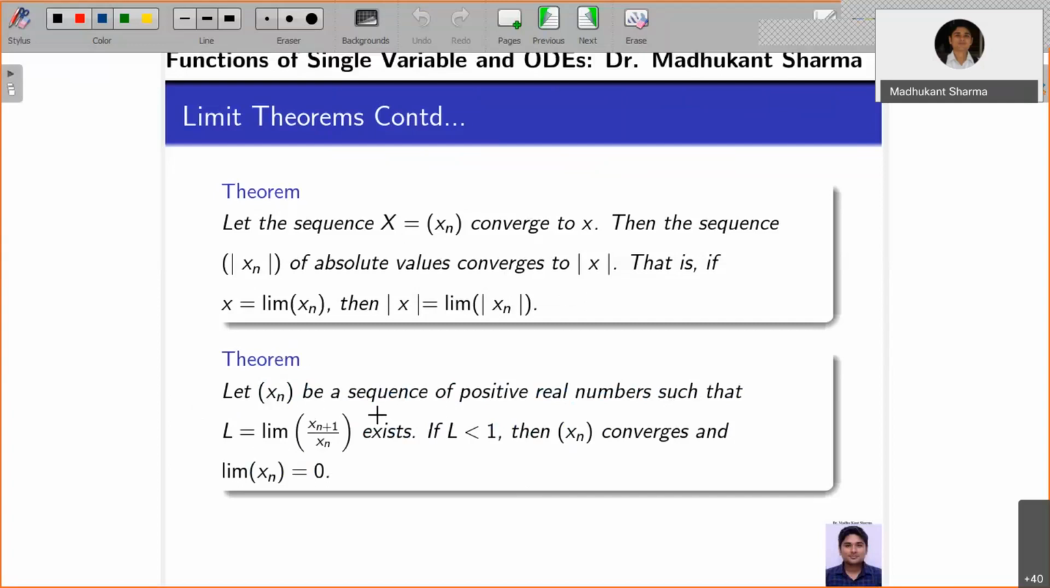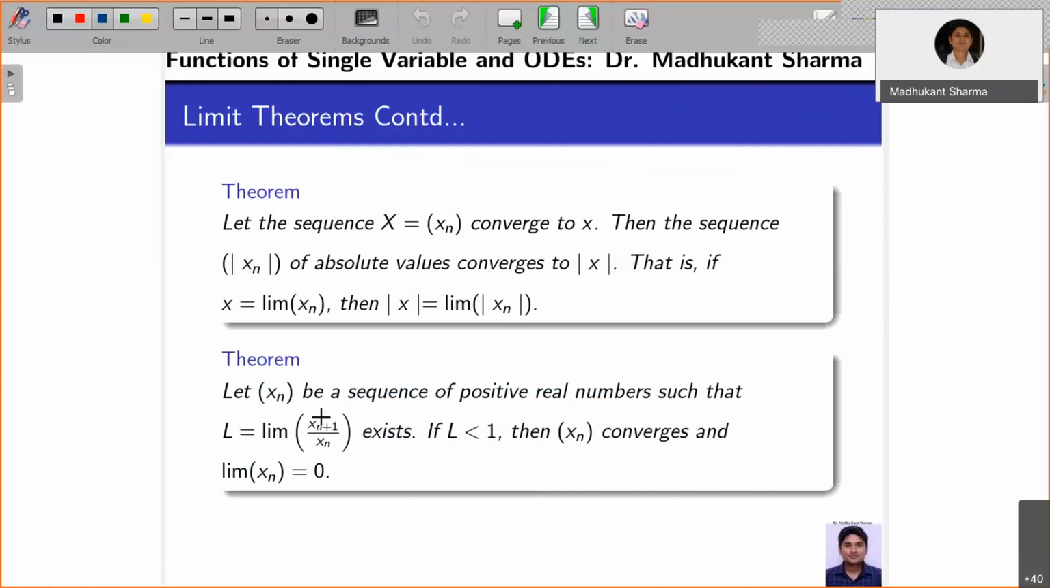Let xn be a sequence of positive real numbers. So you have a given sequence. First, you have to identify that it is a sequence of positive real numbers, meaning every member is greater than or equal to 0. And suppose that the limit of xn plus 1 by xn, the ratio of future value and present value, exists.